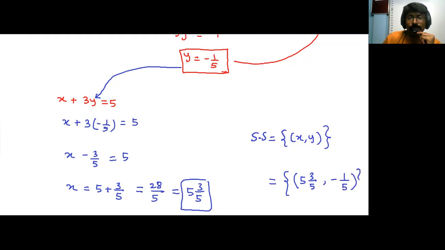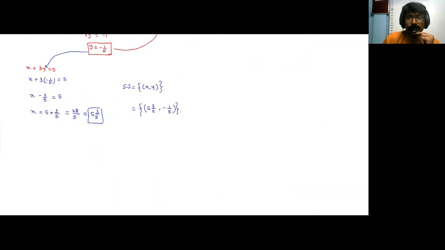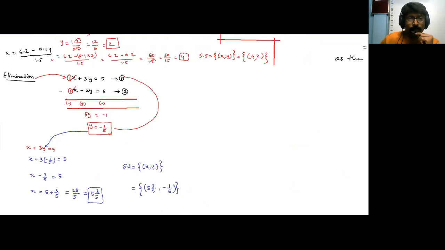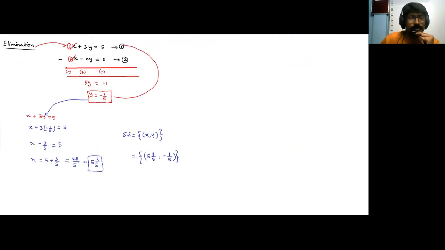I hope you understood this sum, and in case you have any doubts or difficulties, surely you can pause the video and copy paste this quickly in the book. I hope you understood this elimination perfectly. In case anyone has any doubts or difficulties, surely you can ask me. So this is elimination method.